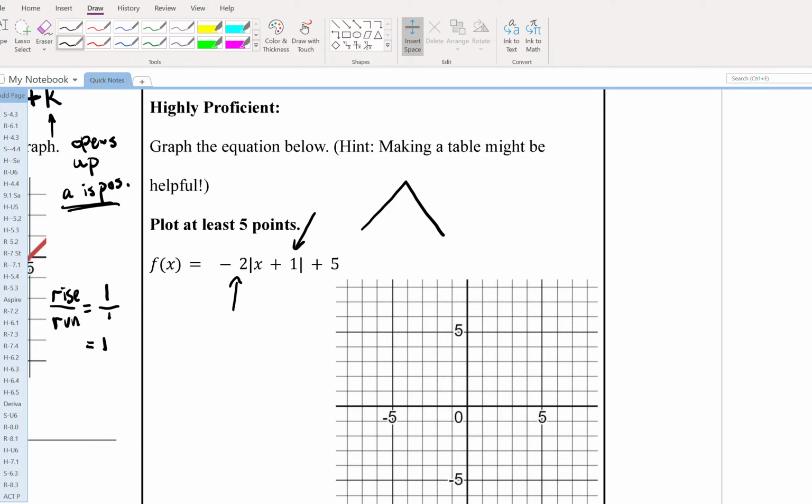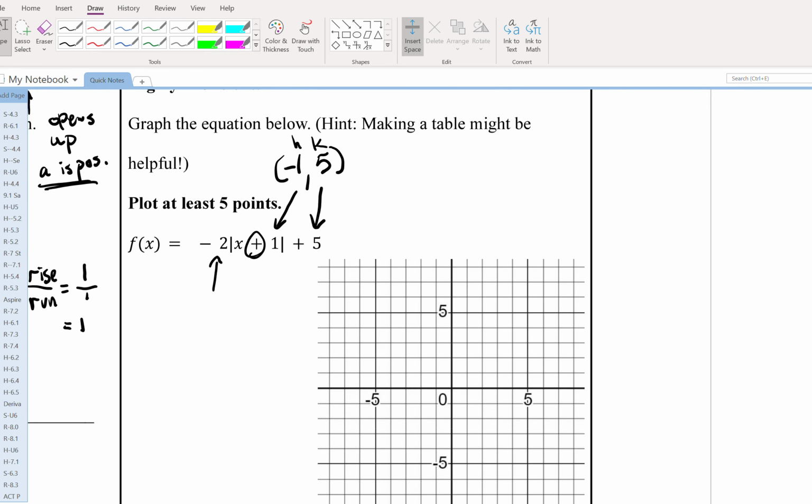I can look at my h, my a value is the opposite of this plus 1, and so it's negative 1, and then this is plus 5, and so it's negative 1 comma 5. That's my h and my k, and then it's my vertex. So I know that the vertex is going to be at negative 1 comma 5. That's going to be the top, because I do know that it opens down.